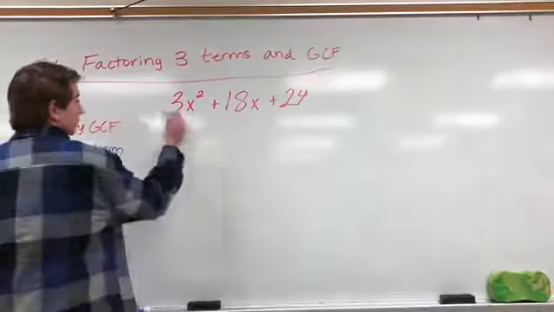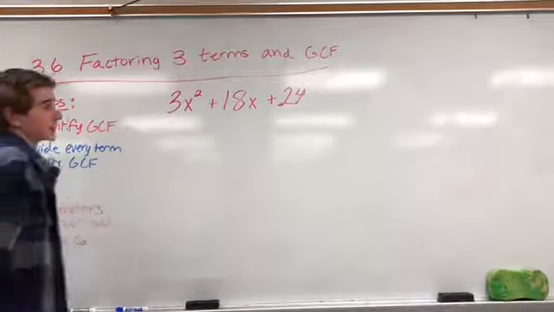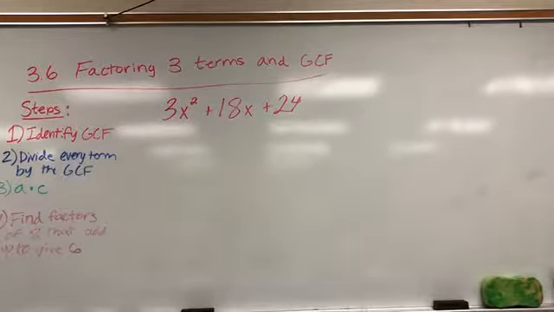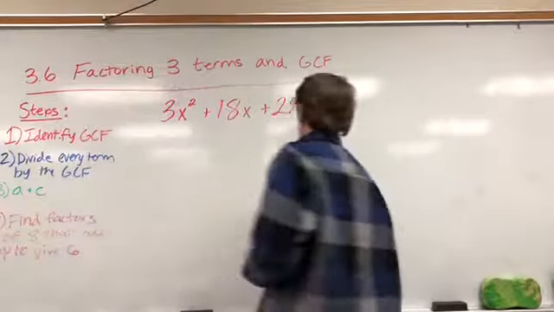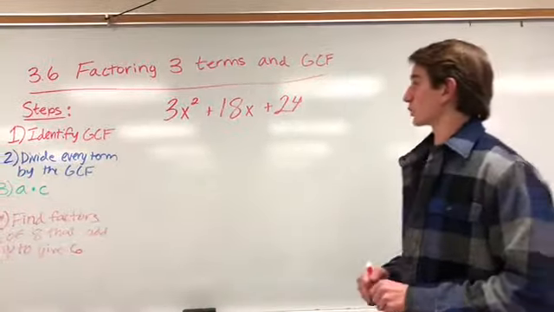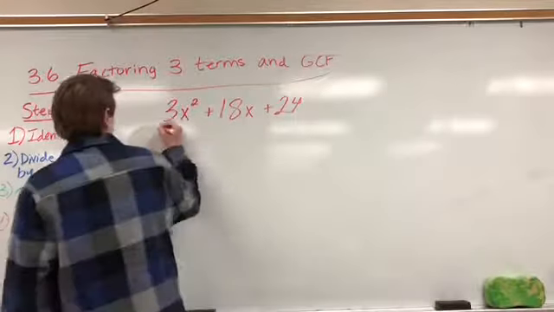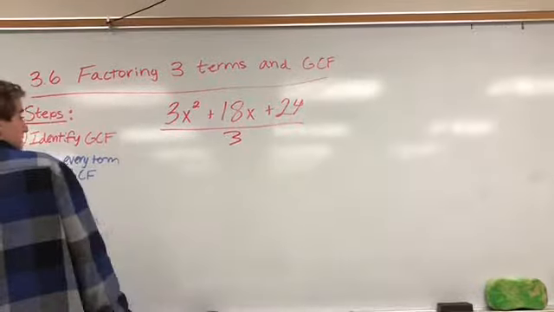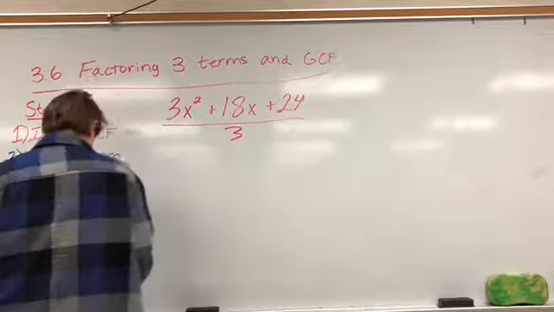Okay, so this is our third problem, 3x squared plus 18x plus 24. So our first step is to identify the GCF. So looking at all three of these terms, all of them are factorable by 3. So that leads us to our second step, dividing every term by 3.